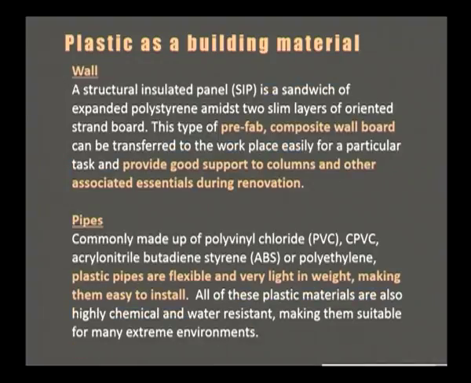So apart from that, it can also be used for making walls and pipes. A structural insulated panel is a sandwich of expanded polystyrene amidst two slim layers of oriented strand board. So again, a sandwich set of layers of plastic can be used to make walls which are very durable and strong. It also gives you the advantage of being prefabricated. It can be a composite wall board and it can be transferred to the workplace easily for a particular task. So it can be prefabricated, which means it can be shipped at any given time and can be readily available.